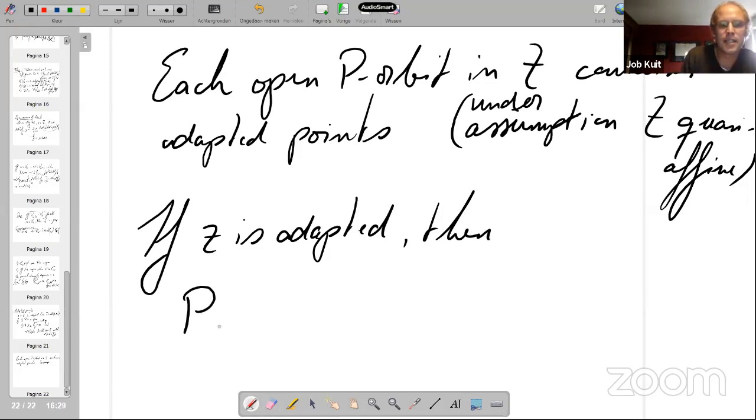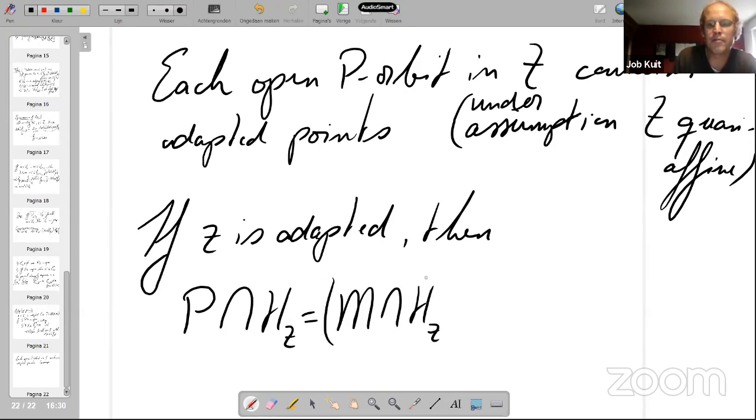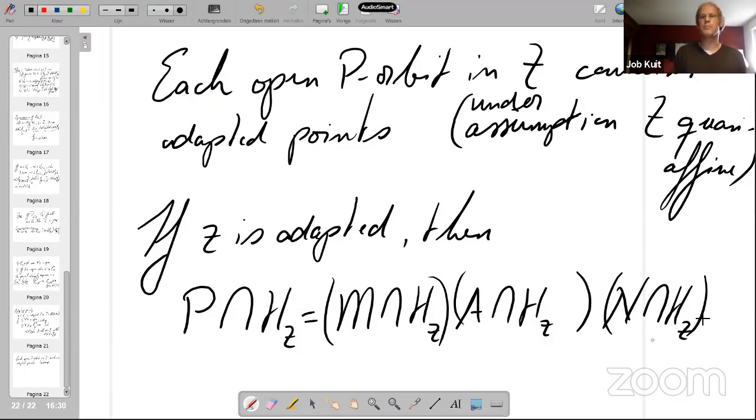If z is adapted, then the intersection of P with the stabilizer subgroup decomposes very nicely with respect to the Langlands decomposition. So this is going to be the intersection of M with the stabilizer, times the intersection of A with the stabilizer, times the intersection of N with the stabilizer. You can even say what this A intersected with the stabilizer is, and you can also explicitly describe what N intersected with the stabilizer is. Okay. So this is somehow similar to what we did for the symmetric spaces, right? There we started with a sigma, you choose your A very carefully, so that you can have this kind of decomposition of P intersected with the stabilizer. It's the same here.